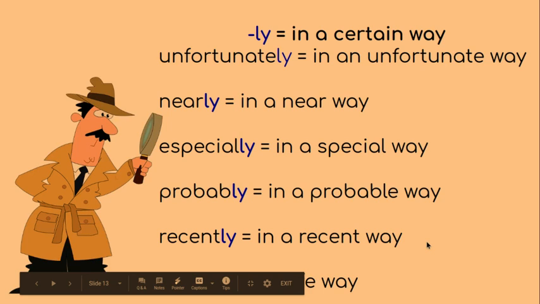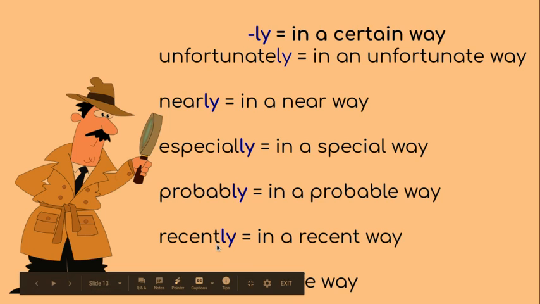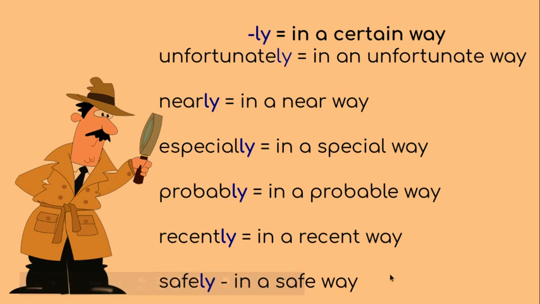All right, a lot of ly words. So remember, ly means in a certain way. You should have found, again, like we said, unfortunately. So this would be in an unfortunate way. Nearly, in a near way. Especially, in a special way. Probably, in a probable way. Recently, in a recent way. And let's see, this little toolbar needs to go away. Safely, in a safe way.